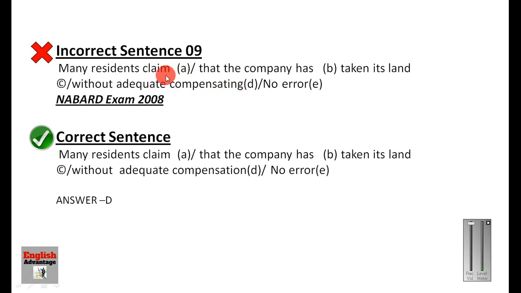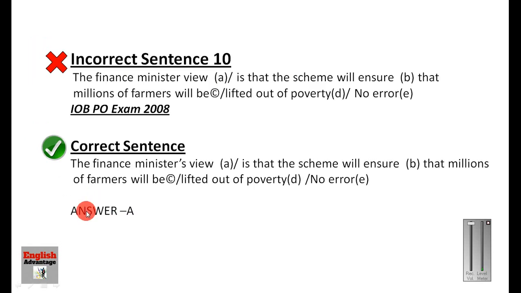Now this is the error part. Without adequate what? Adequate should be followed by a noun here. So you have to change this word into a noun. Compensating should be changed into compensation. This way, compensation. So the error part would be D. So the answer would be D. Now let us see the next question.